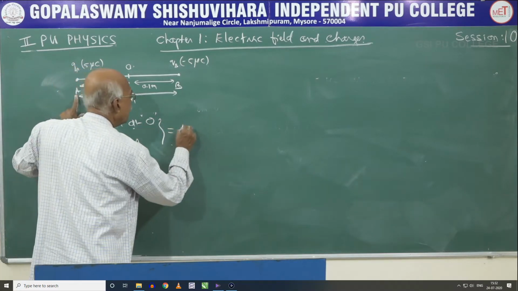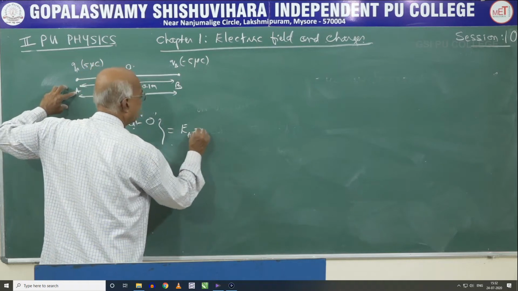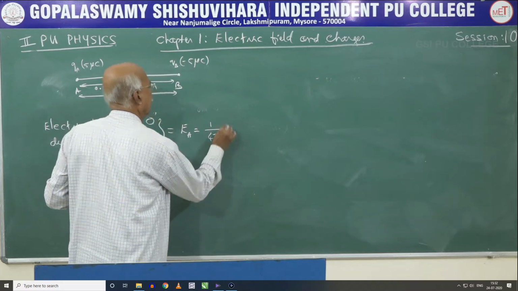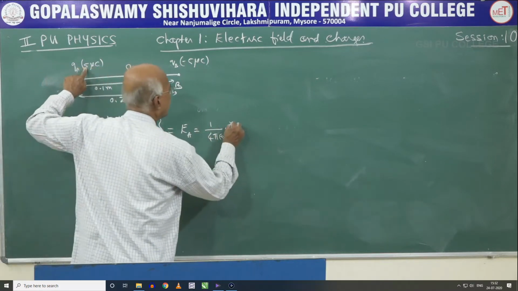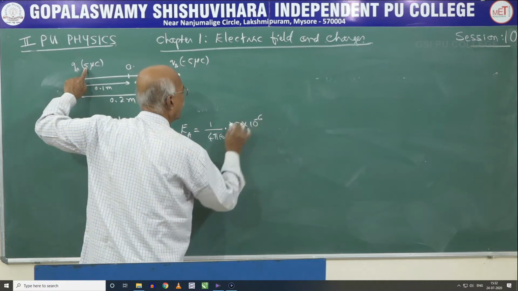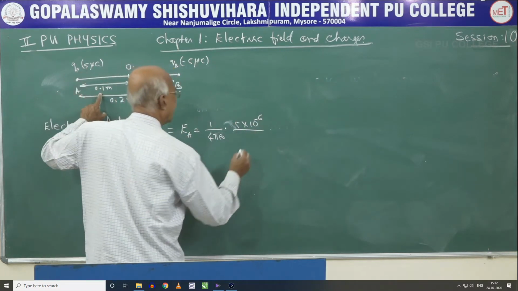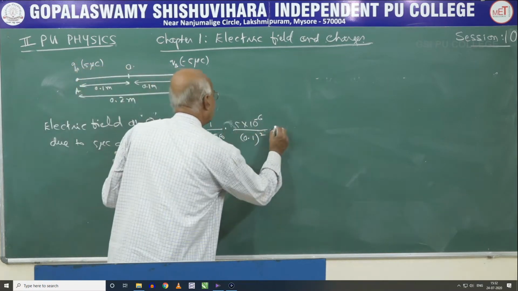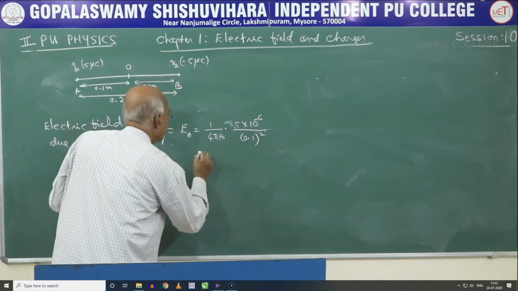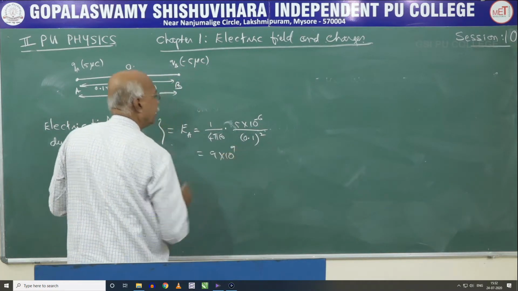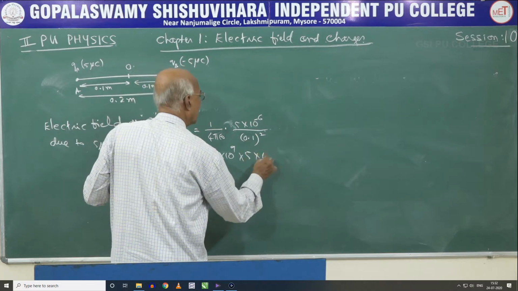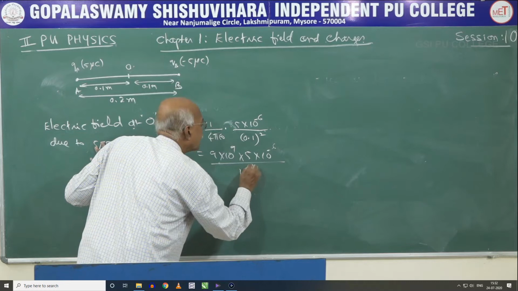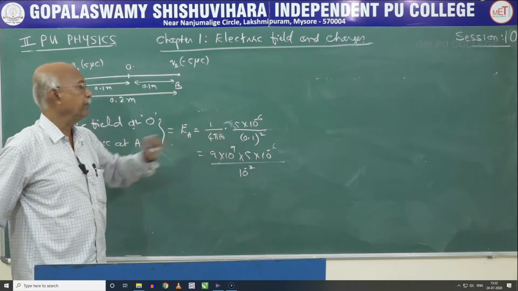If we write this as E of A, the electric field due to A, the equation for electric field is 1 over 4 pi epsilon naught into the strength of the charge, 5 into 10 to the power of minus 6 coulomb, divided by the distance of separation, 0.1 meter, squared. Now we will find the value. This can be written as 9 into 10 to the power of 9 into 5 into 10 to the power of minus 6, divided by 10 to the power of minus 2.